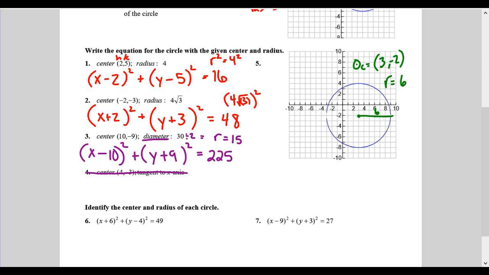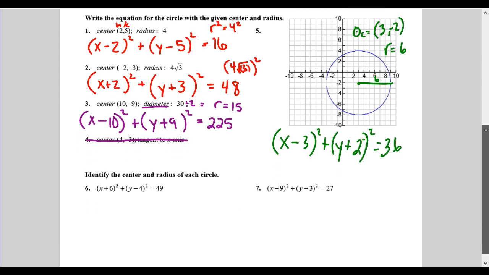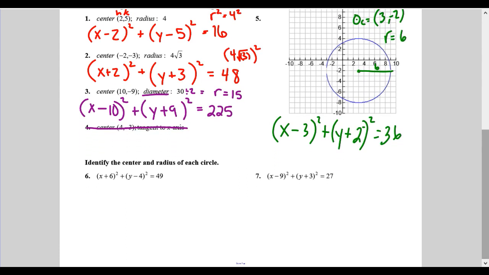Okay. Now I can plug it into my equation. So I have x minus something squared plus y minus something squared equals r squared. So what's going with my x here? 3. What's going with the y? Negative 2, so now it's y plus 2. And then r squared, or 6 squared, is 36. There's my equation. Okay? It's the same every time, putting that information in. So now let's change a little bit. Now we have an equation, and we need to find the center and the radius.